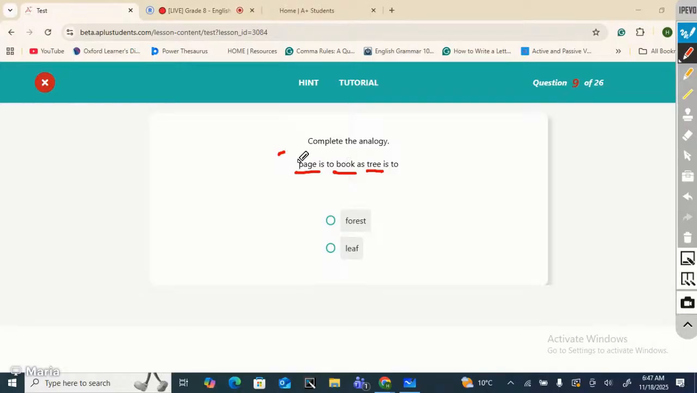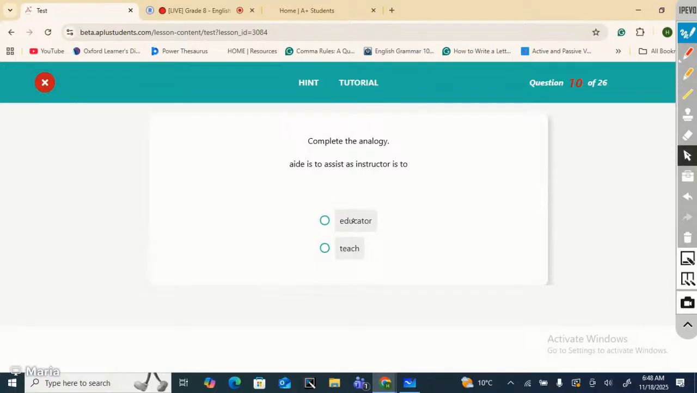Well, if they have a part and whole relationship, tree is a part of the whole. Yes, good job. It's option one, forest. Somebody answered in the comment section. Very good.